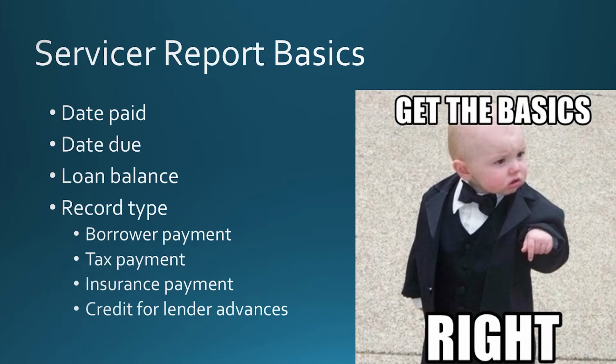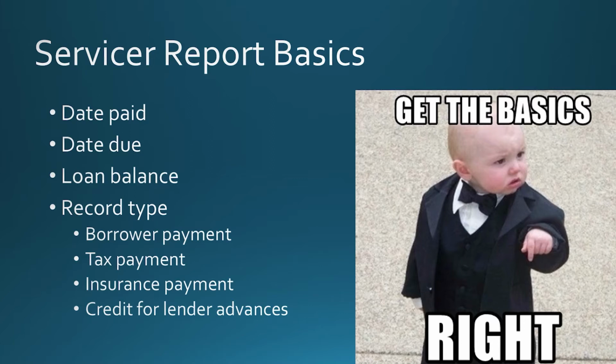And the date paid and the date due can sometimes be very, very different. So, for example, let's say you see a payment on a loan and it came in October 1st, 2021, but the date due was March 1st, 2021. What that's telling you is the borrower is behind on the loan, right?